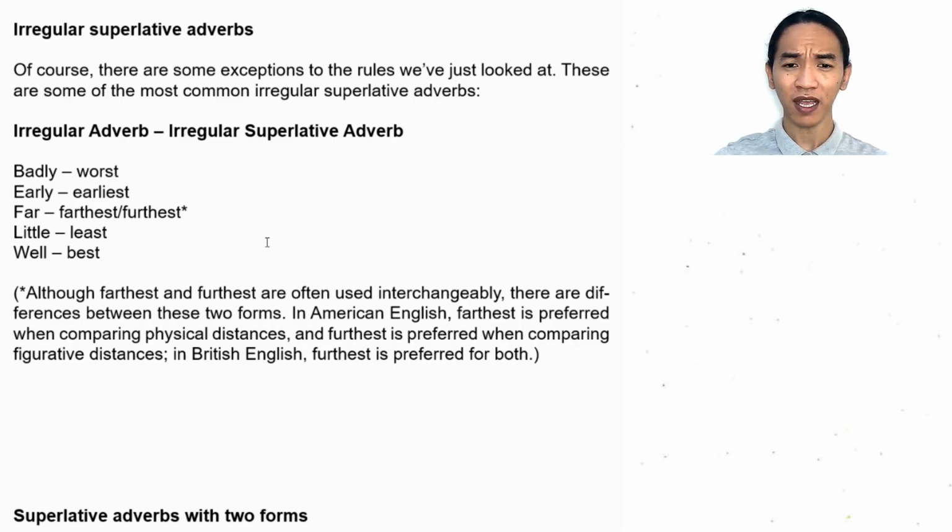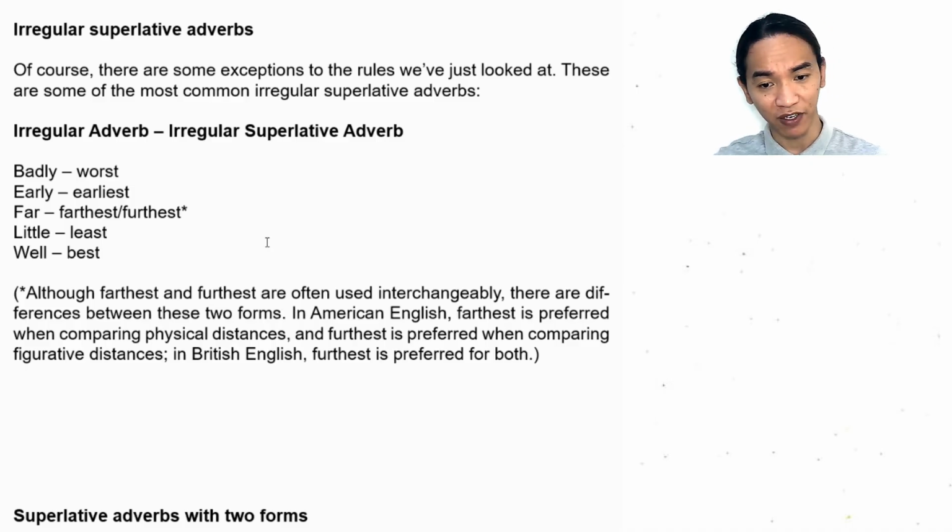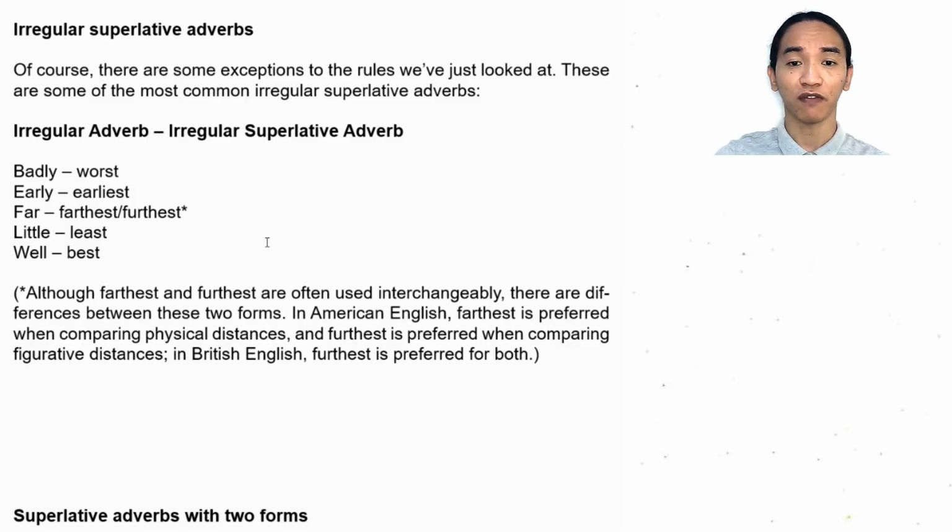Okay, moving forward, we also have your irregular superlative adverbs. Okay, so irregular, of course, these are some exceptions to the rules we've just looked at. So remember, they change the spelling. Just like your adjective, some of them, okay, also change spelling when you are making their superlative form. Example, badly, worst, early, earliest, far, farthest or furthest, little, least, well, and best.